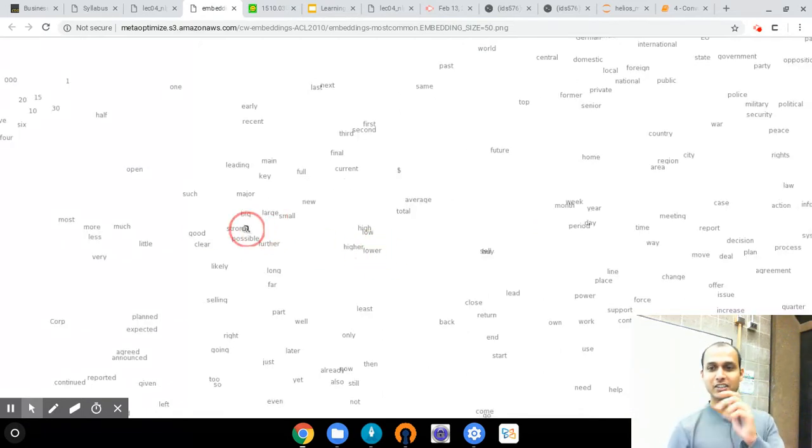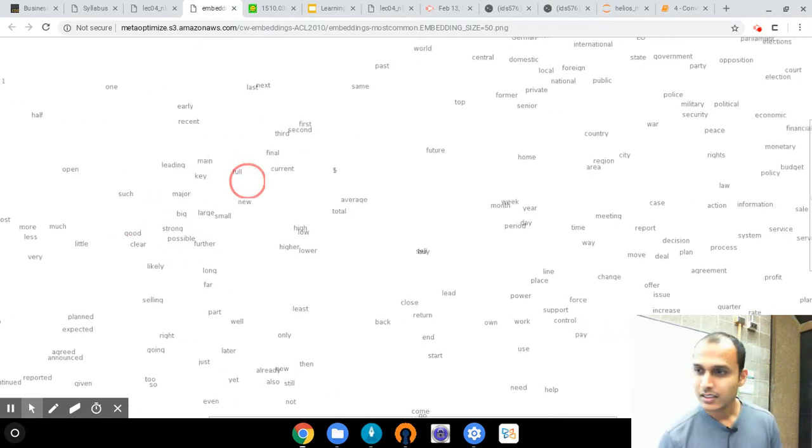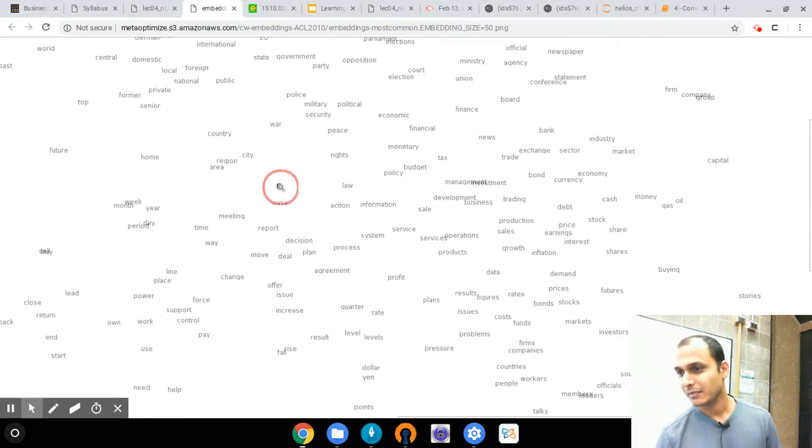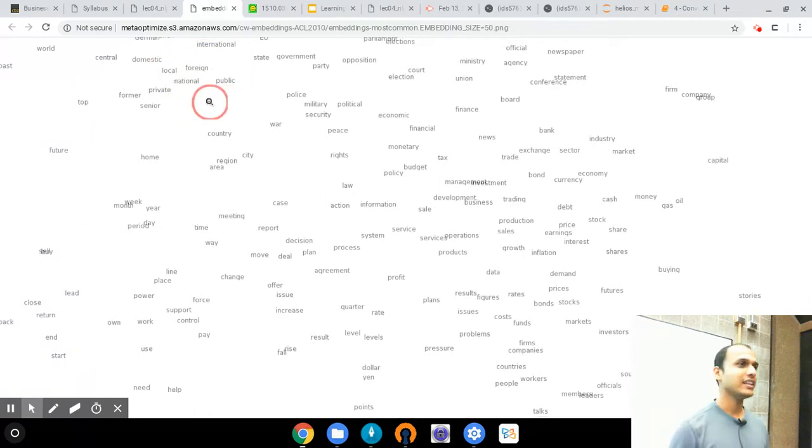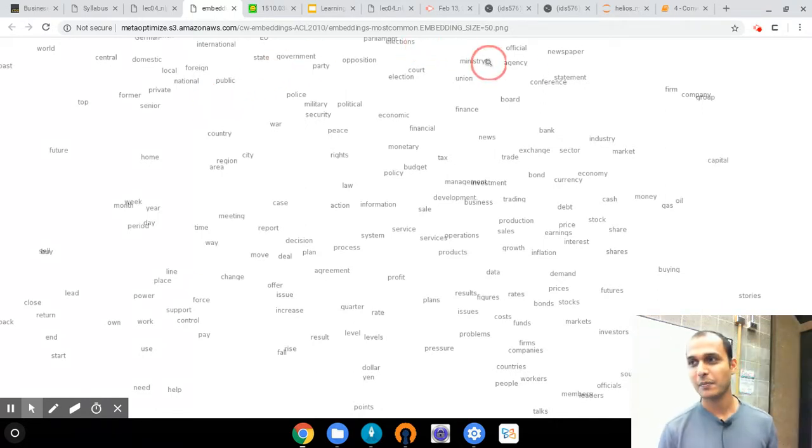The background is white, so you can't really see what's going on. It looks like a mess, but you can see, for example, debt, price, stock, shares in the same area, business and management here. Here, local, foreign, national, public in the same space. So this is actually a projection, right? We don't really know what's happening in high dimensions, but in low dimensions we are trying to visualize whether they are semantically close together, whether they appear in similar contexts.